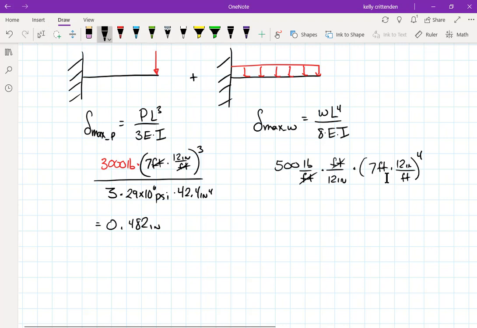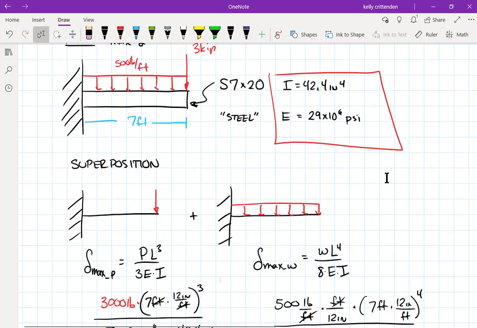It's raised to the fourth power this time. 8, same modulus of elasticity, and same moment of inertia. And we'll get some number there. So 500 divided by 12 times 7 times 12 raised to the 4th power divided by 8 divided by 29 million divided by 42.4. So I get a number in the same ballpark, 0.211 inches. So again, that's a reasonable number.